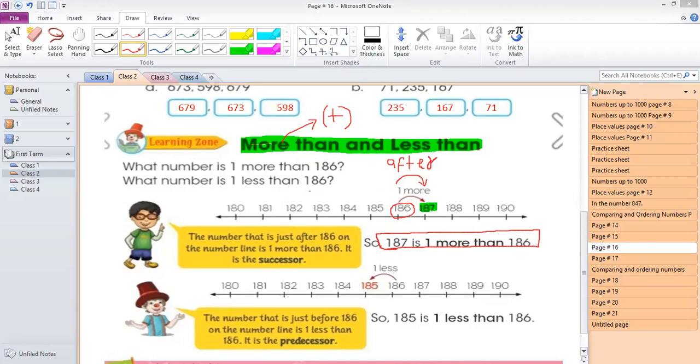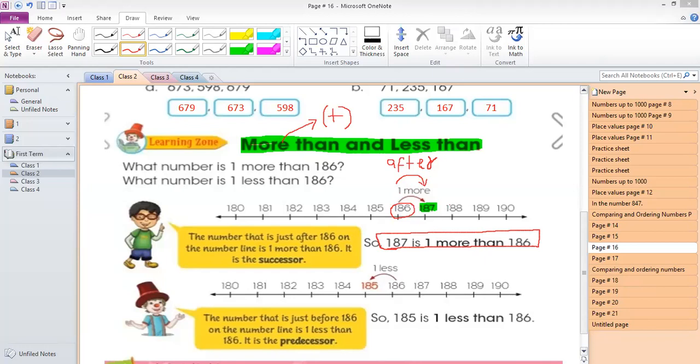Very good. I again repeat, guys, what you have to do is find out what number is 1 more than 186. You check the number line, and you see the difference between two numbers is 1. That means you are counting in ones. If you want to find 1 more than 186, you just have to check which number is there after 186. After 186, this is 187.